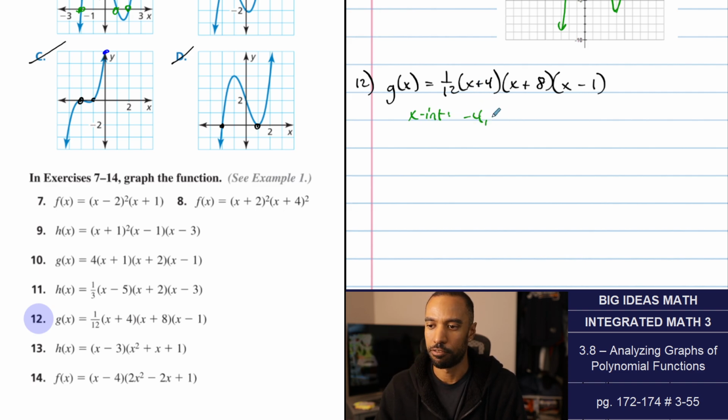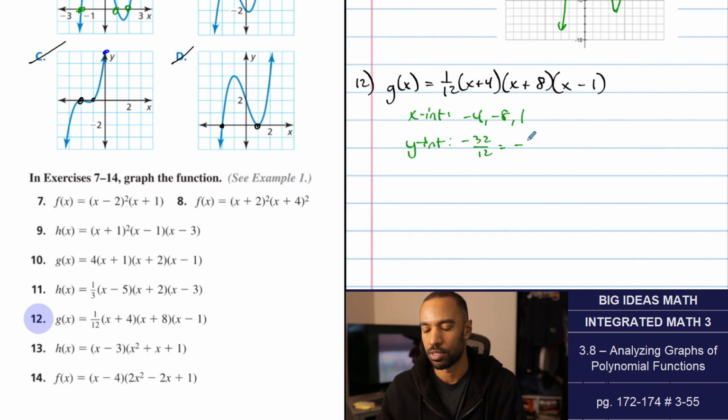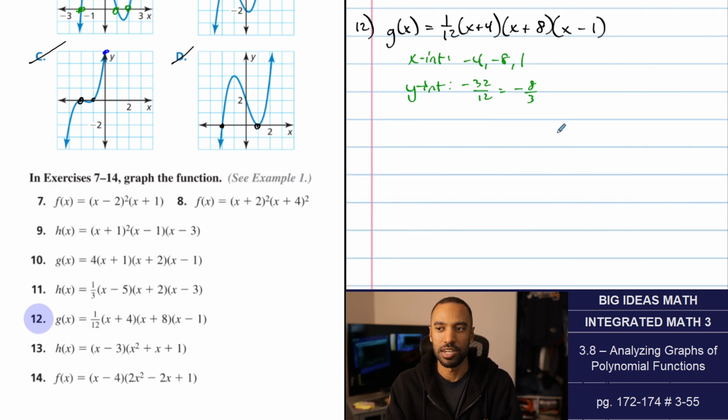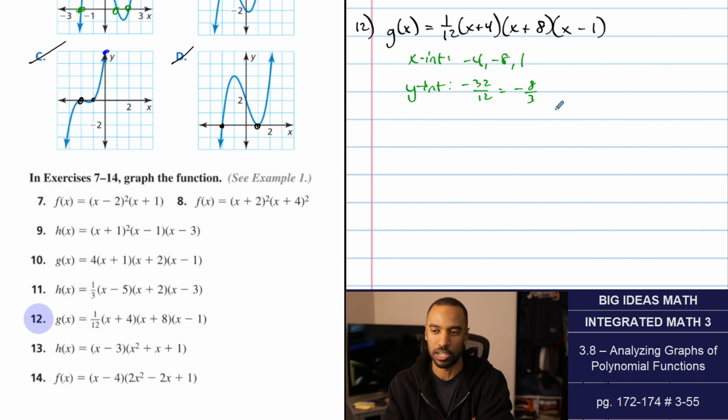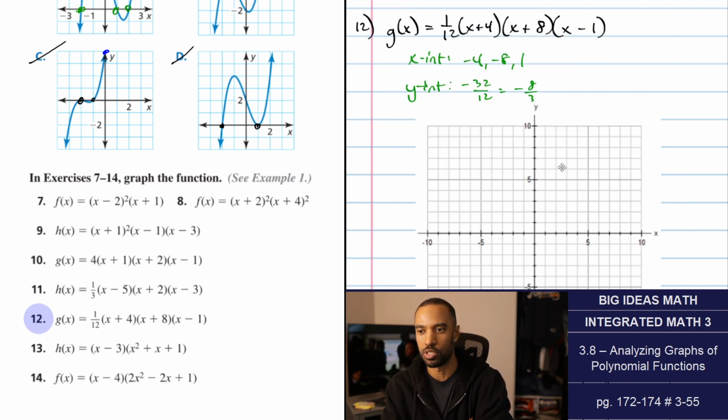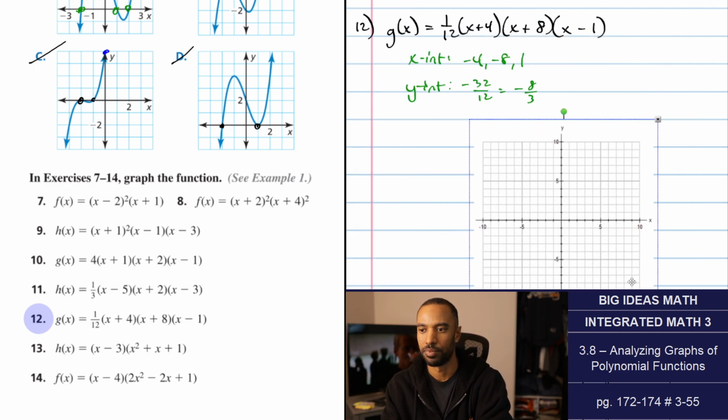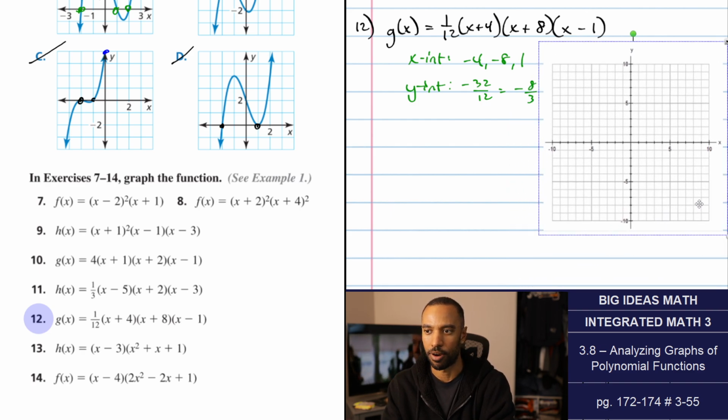So x-intercepts are -4, -8, and 1. Y-intercept, 4 times 8 is 32, times -1 is -32. -32 over 12 reduces to negative... I had it and I lost it. 8 over 3, -8/3. Not a pleasant number. That's just the vertical compression nature. -8/3 is -2 2/3. So I'll still plot it. At least it's still a point on the graph, right?